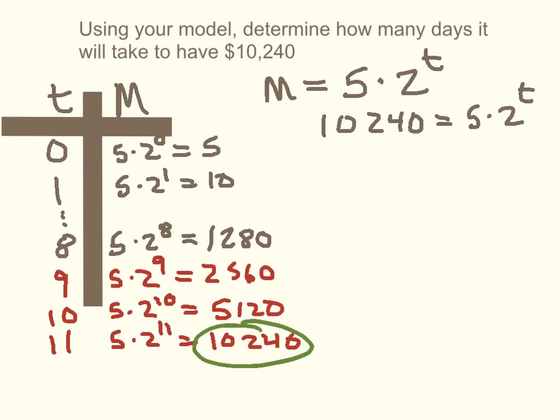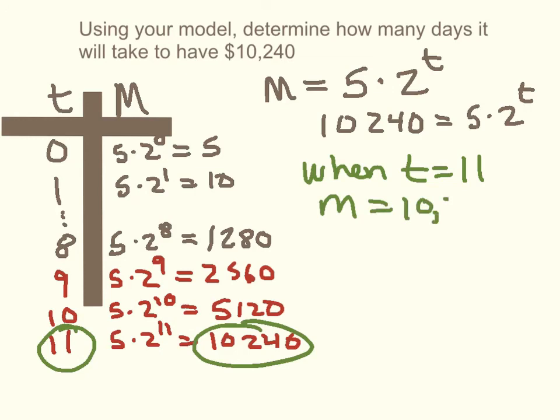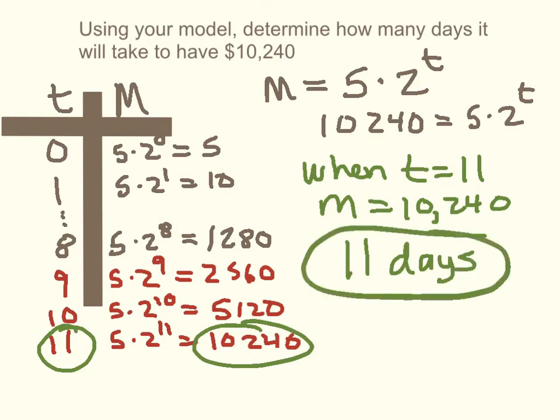And what did it take? It took plugging in 11 for t. So when t is equal to 11, then m was equal to 10,240. In other words, it took 11 days. After 11 days, you will have $10,240.